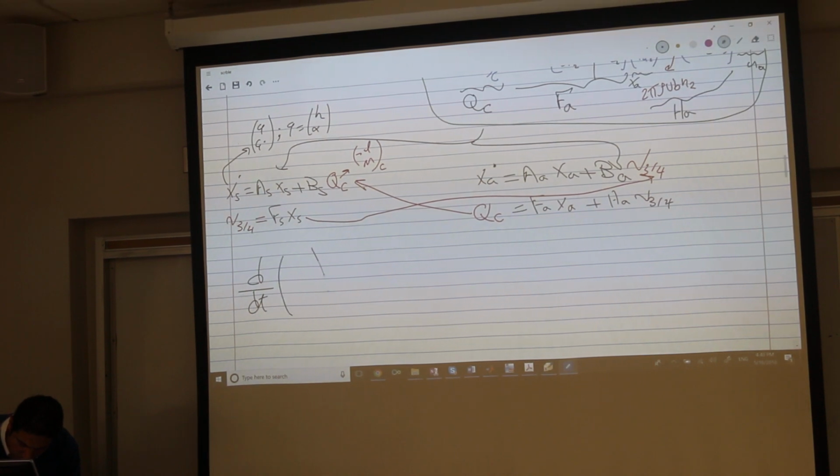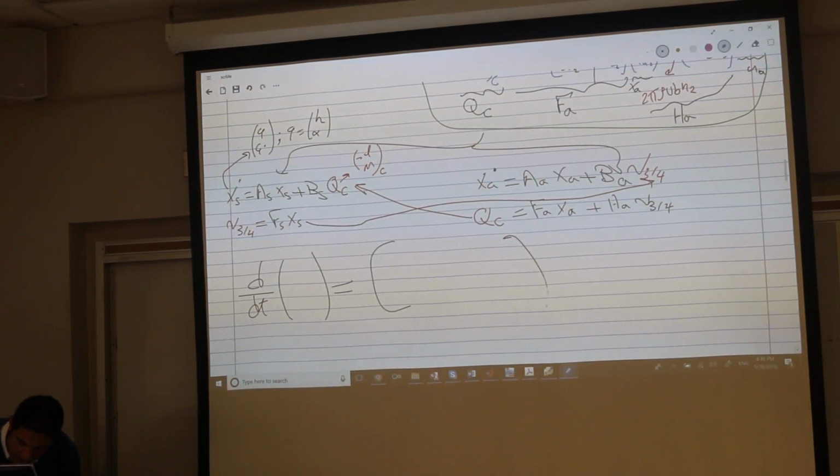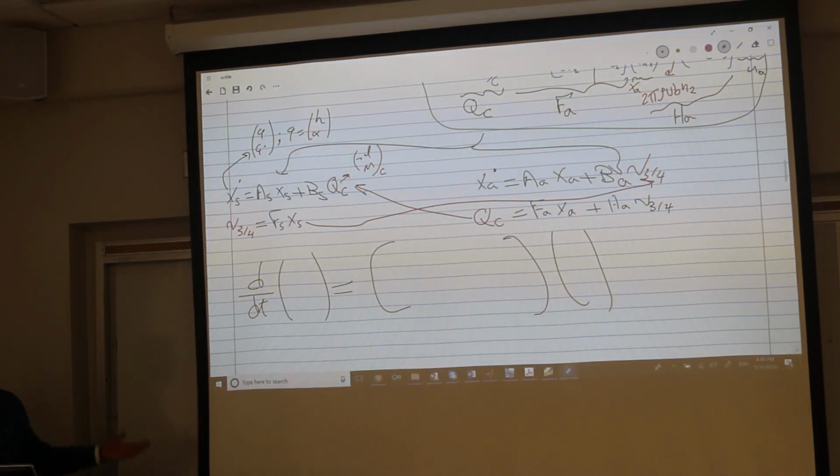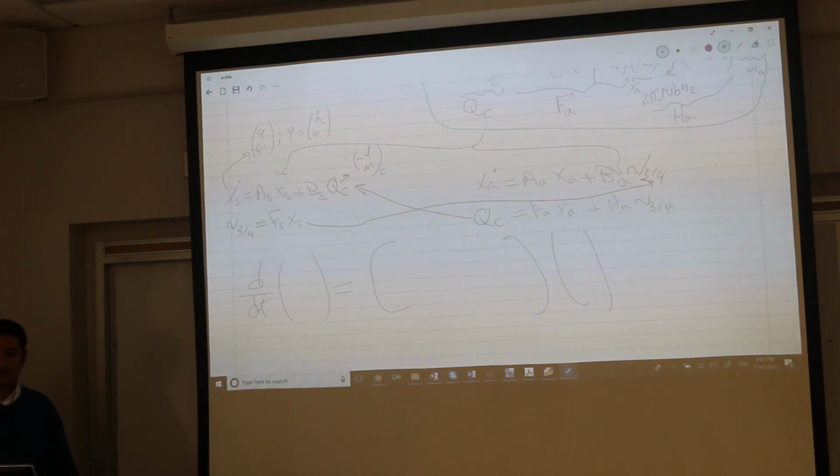Like d by dt for all your states equals A times all your states, right? This is a state space model. What is my states? What's your state vector? What are your states here? Or how many? What are your states? Come on guys, what are your states?